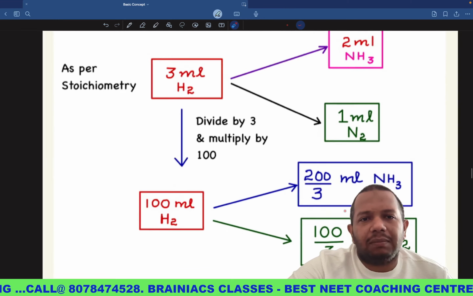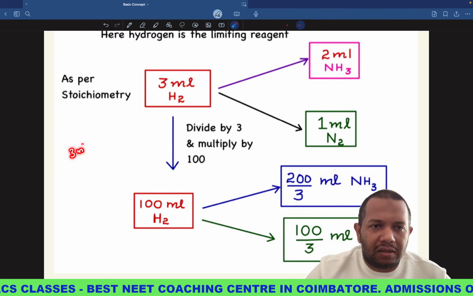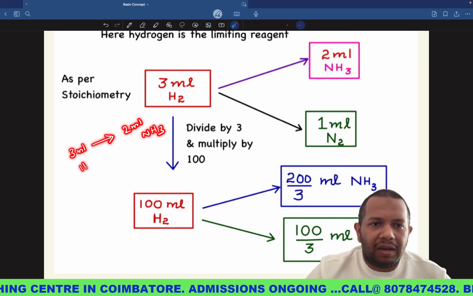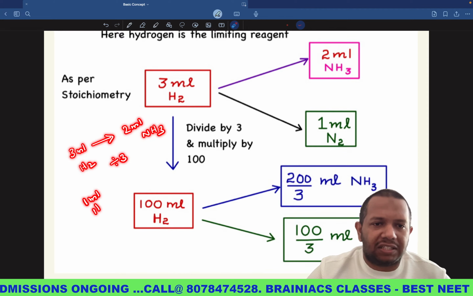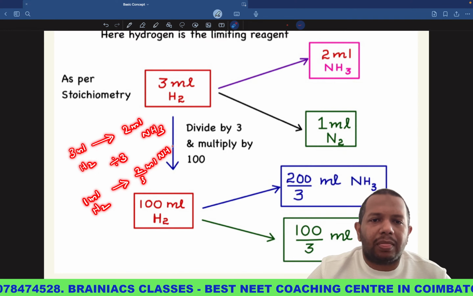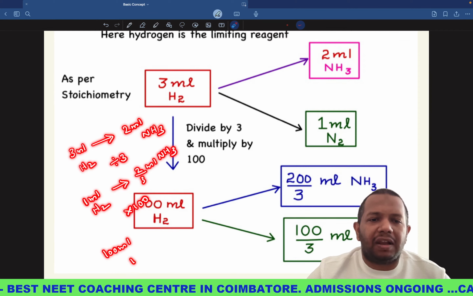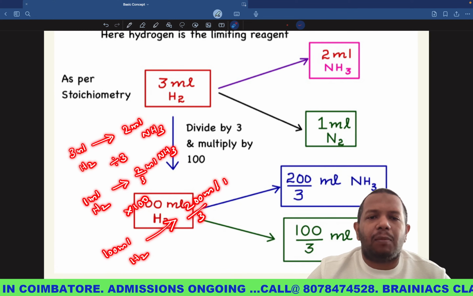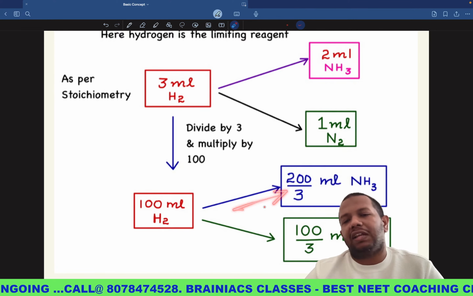So very simple. Again I am telling how to convert 3 ml to 100 ml. 3 ml hydrogen can give rise to 2 ml ammonia. This is what we know. So first divide by 3 on both sides. This will become 1 ml hydrogen giving rise to 2 by 3 ml ammonia. Then multiply by 100 on both sides. So this will become 100 ml hydrogen giving rise to 200 by 3 ml ammonia. Same thing. So I put it in a single step. I got the answer very immediately.